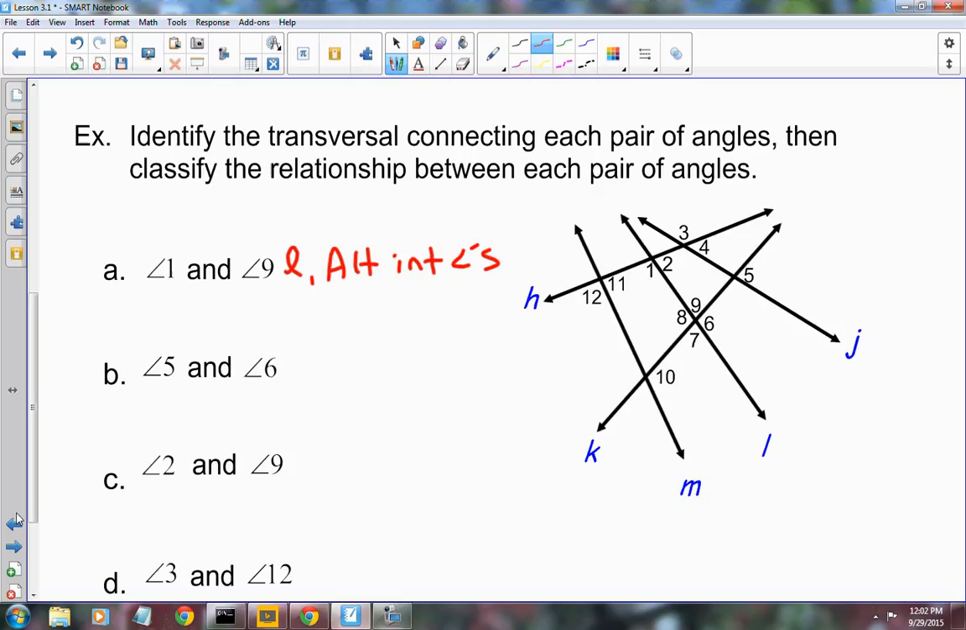All right, angle 5 and angle 6. So here's 5 and 6. I need this line, I need this line, and I need that line. Okay, so what would my transversal be? Okay, good. And so then what kind of angles would 5 and 6 be? Corresponding. They're both to the right of the transversal above the line, right? So that would be corresponding angles.